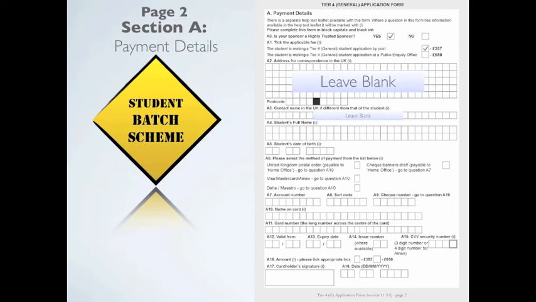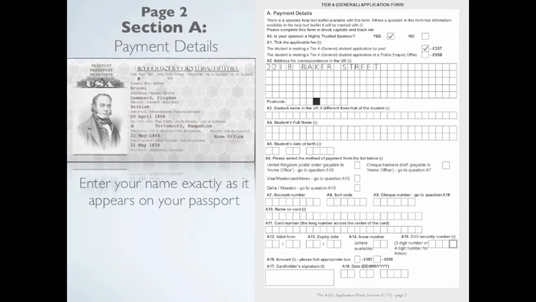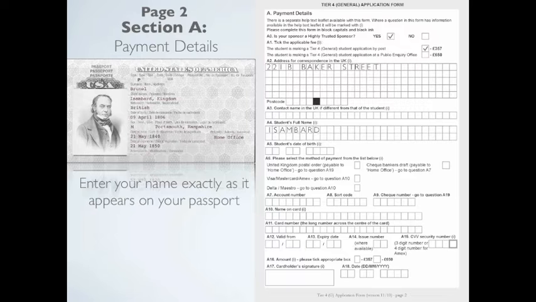If you are submitting the application through the Student Batch Scheme, please leave A2 and A3 blank, as we will insert our contact details here. Otherwise, please insert your address at A2, and if you wish to give an alternative contact name at A3, please do so. If not, leave A3 blank. Complete A4 with your full name as shown in your passport. Enter your date of birth at A5.